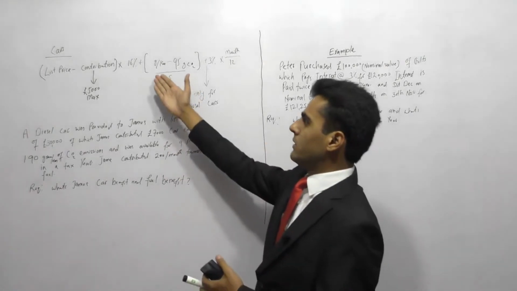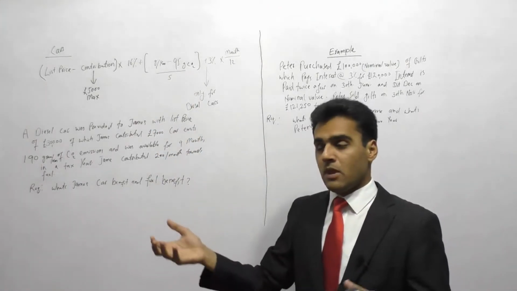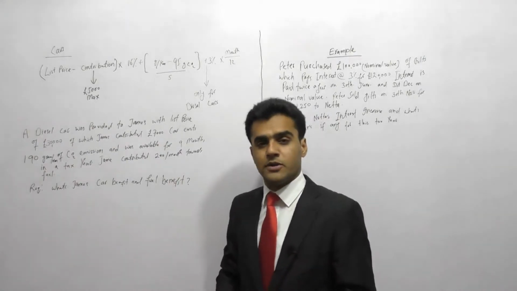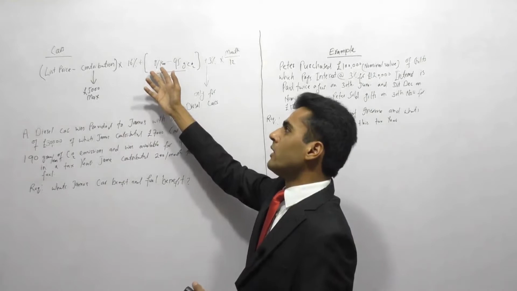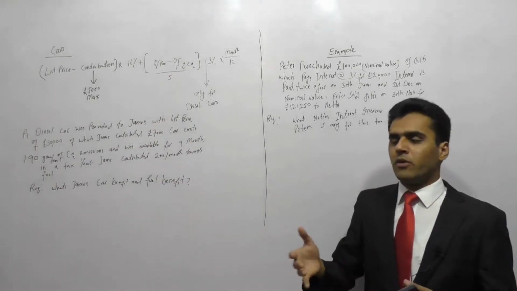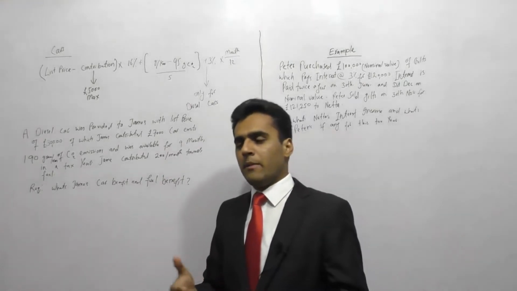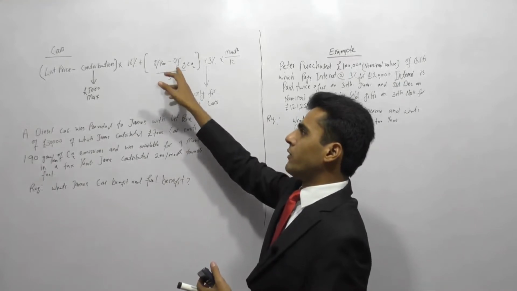Now say for example it says in the question that the car was emitting, I don't know, 130 grams per kilometer, then we will write down 130 here. So what I mean to say is we will write down whatever the figure is, the emission of the car. All right, then what we need to do is we'll have to deduct again.